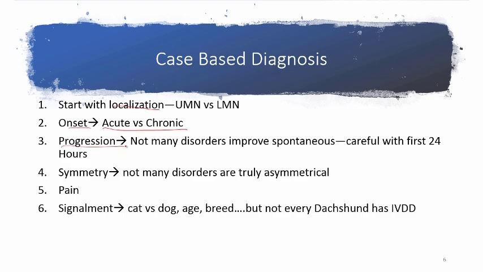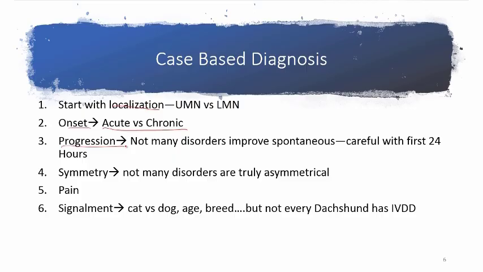Not many disorders spontaneously improve, but you do have to be careful within the first 24 hours. As I was talking about the dog that belonged to my secretary, that was over 24 hours progressively getting worse and therefore needed to have surgery, it's important to understand the progression. The client tells you, well, this happened, the dog was normal, bang, outside playing, suddenly can't walk. So that's peracute, and it's been like that for 24 hours.